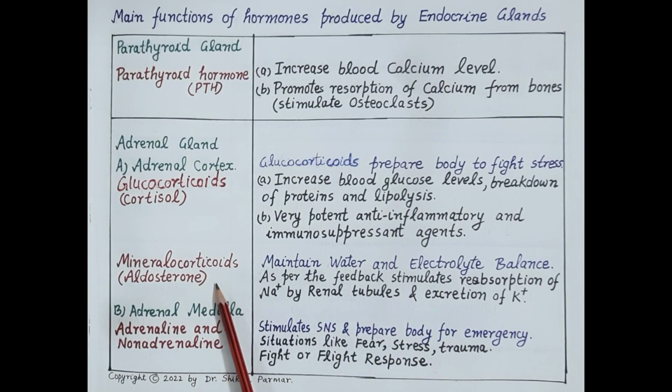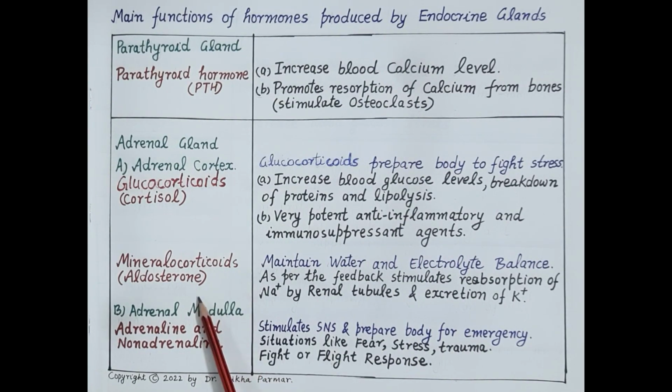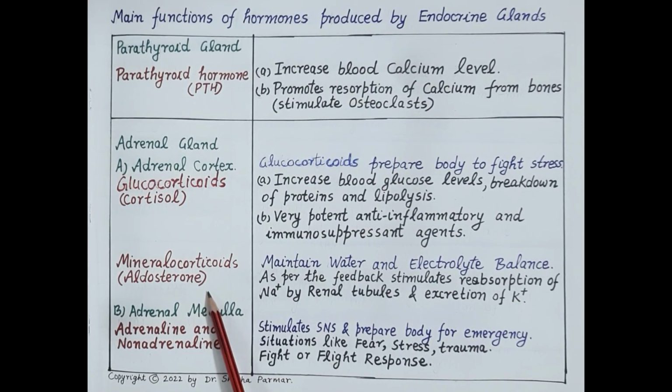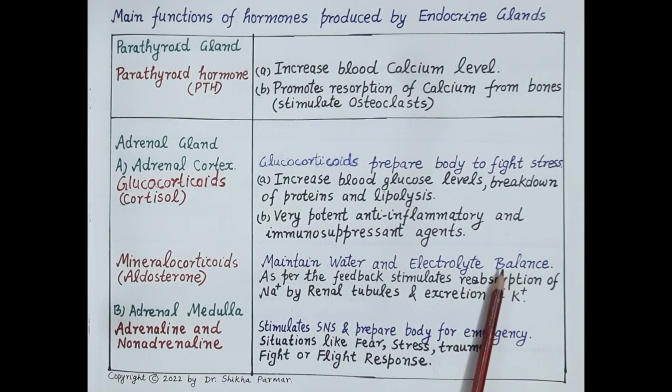Next is the mineralocorticoid. The main mineralocorticoid is aldosterone. Very important, the primary or main function of aldosterone is to maintain water and electrolyte balance in the body. So aldosterone functions as per the feedback received from the body.